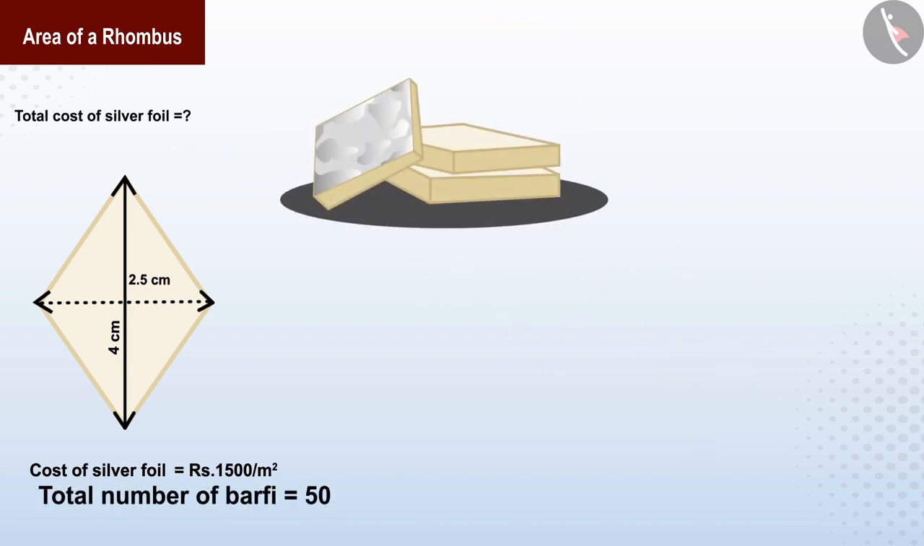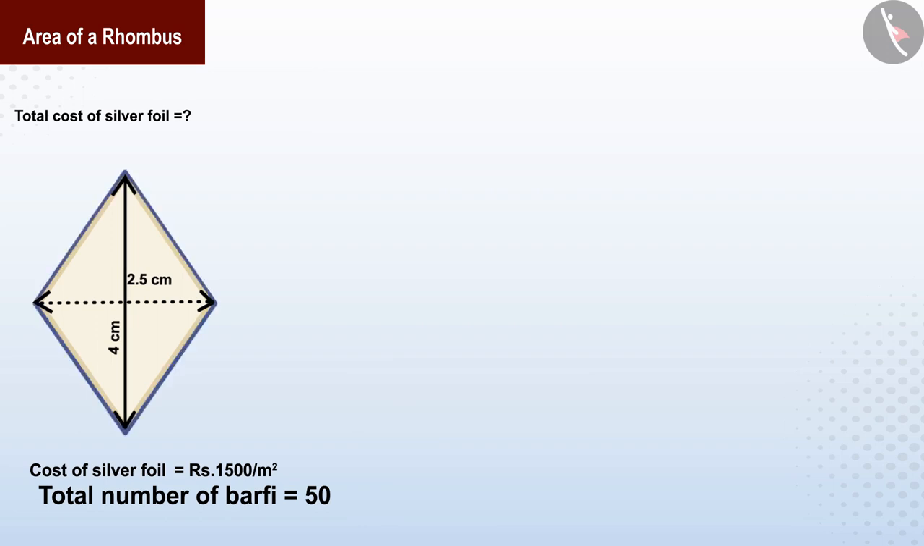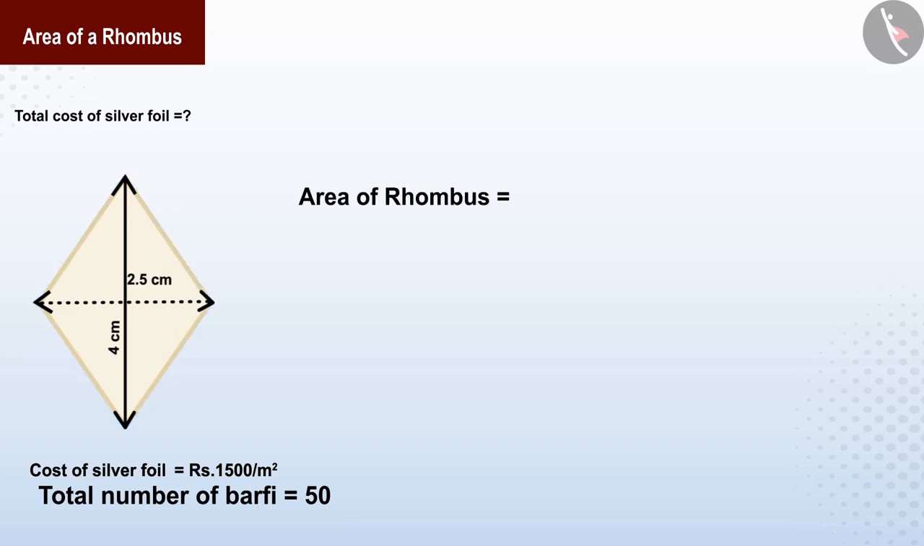As you can see, the upper part of each barfi will be silver foil. So, in this case, the area of the upper part of all barfi has to be found. Barfi is a rhombus. And we all have studied in the previous video that the area of a rhombus is half the product of the diagonals.